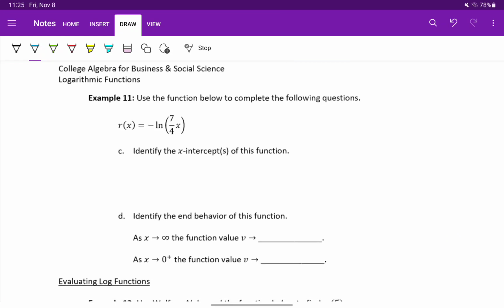In example 11, we want to repeat this process, but notice what's different here is that now we have a negative out in front of that log. So we'll need to pay attention to that and see how that's going to play into this problem in a minute. Keep in mind that this is the same thing as the opposite of log base e of 7/4 x. Since we want to find an x-intercept, we'll set our y value equal to 0.